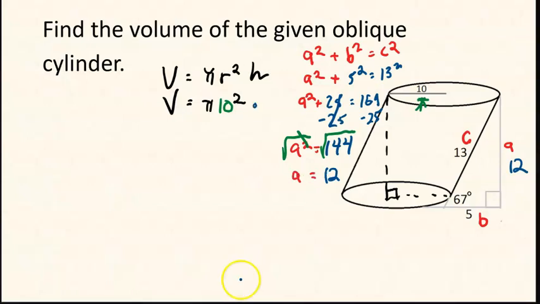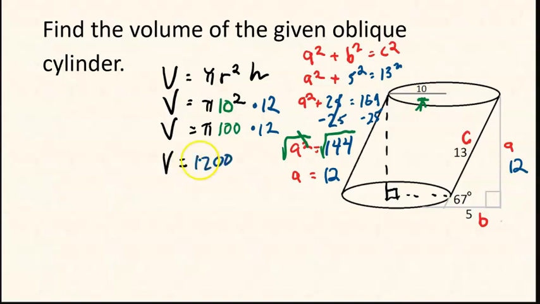I'm now plugging that into my formula. Okay, so let's see what we got here. Well, 10 squared is 100. I just brought down the equation around it, and now we have 100 times 12, which is 1200 pi. Worked out rather nicely.